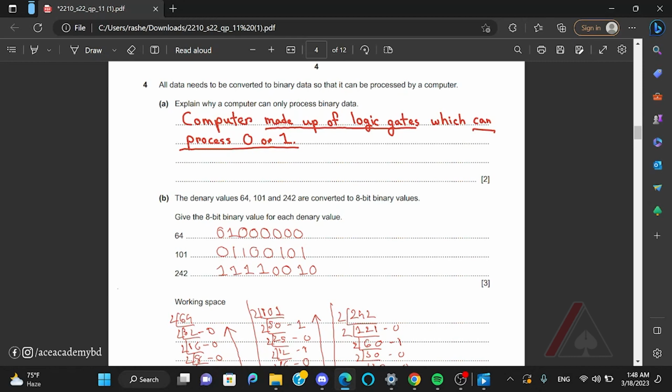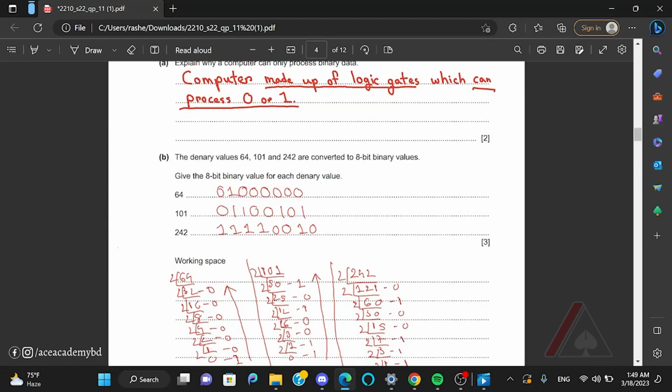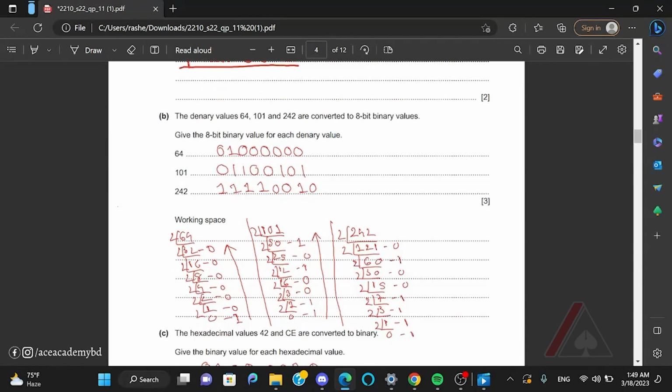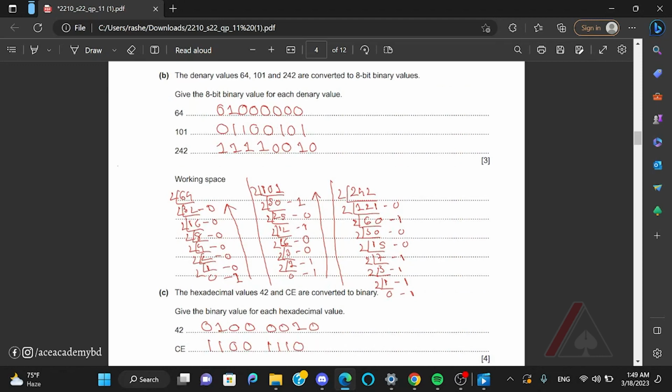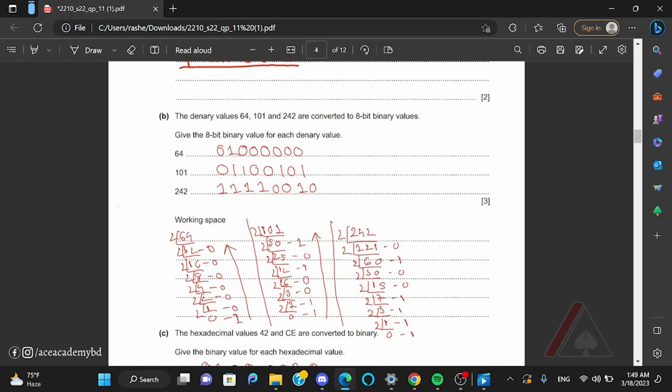Now moving on, B. The denary values 64, 101, and 242 are converted to 8-bit binary values. Give the 8-bit binary value for each denary value. Okay, so to convert any denary value to binary, you essentially need to follow an algorithm. First of all, you keep on dividing by 2, and you write the remainder on the right-hand side until the result 0 is reached.